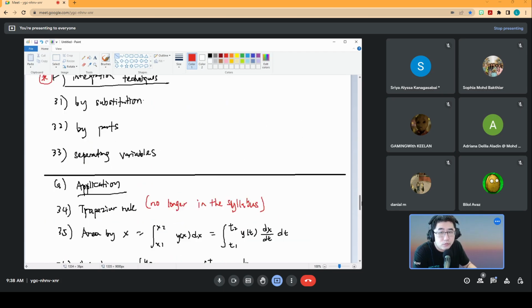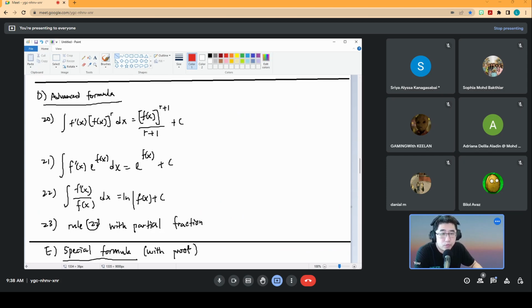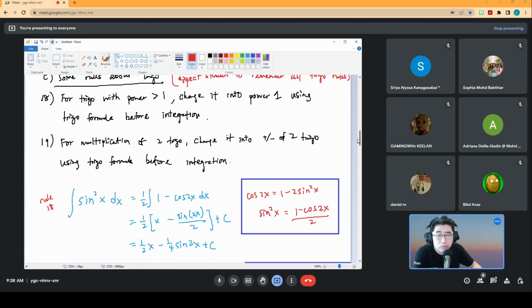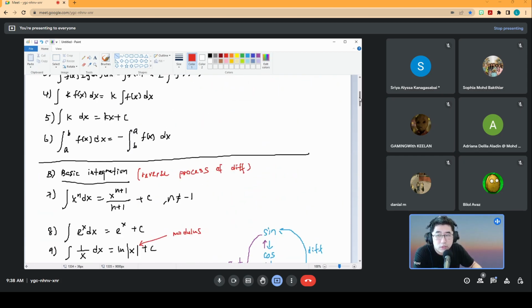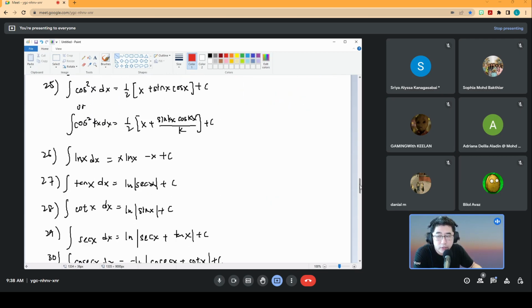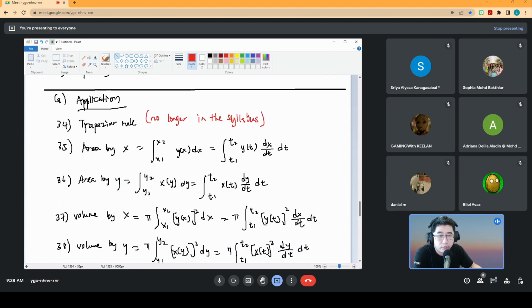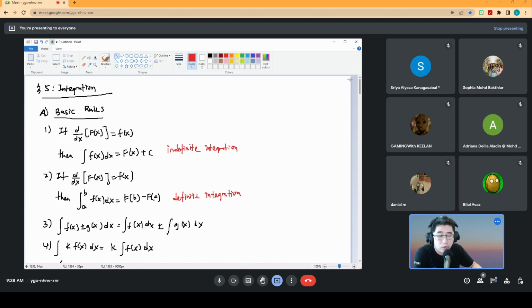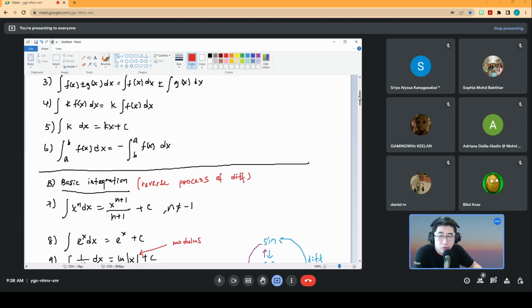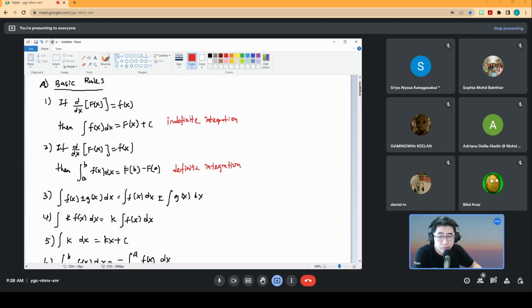Okay, so over here, these are the entire 40 formulas for chapter 5. But for practice, definitely it will take some time. Therefore, today we focus on section A and section B. Let me highlight to you again section A.